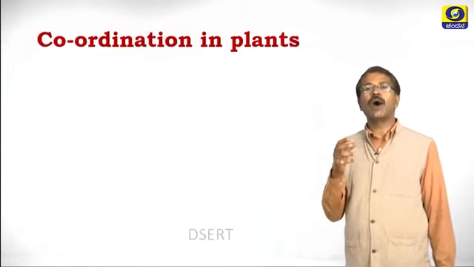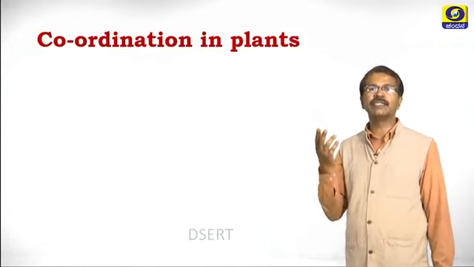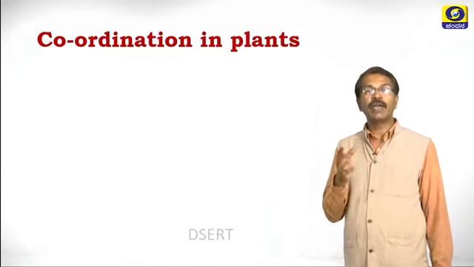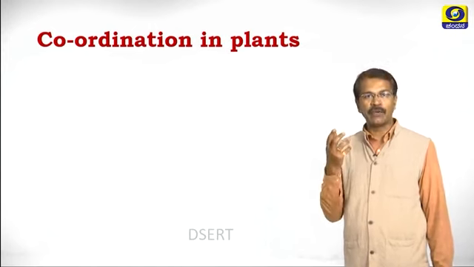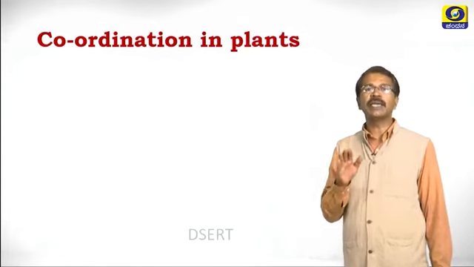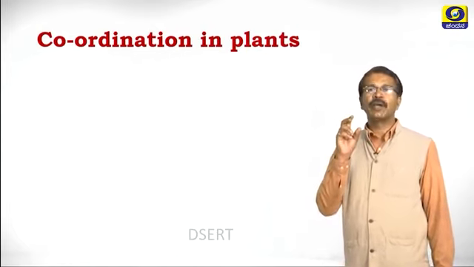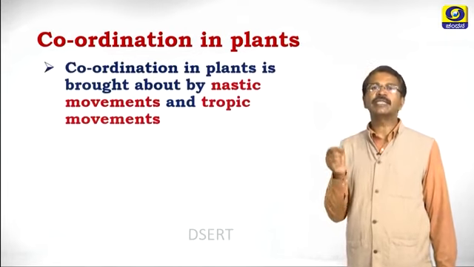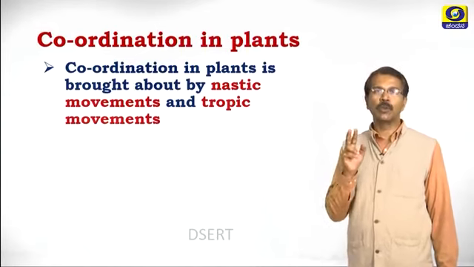Yes, further, now how does coordination occur in the case of plants? Of course, in animals, specialized nerve tissues are there for coordination of different parts. Whereas in plants, how does this coordination occur? Do they have any nervous system, or any alternative tissues? In plants, there are no such specialized tissues for coordination. Then how does coordination occur? In plants, coordination is brought about by nastic movements and tropic movements.